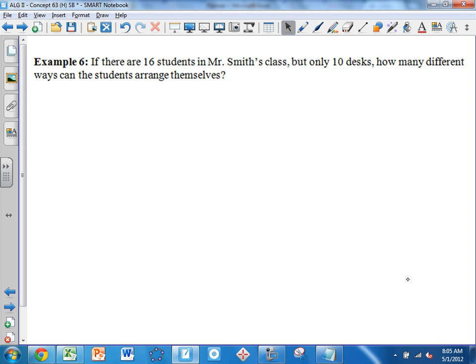Next, it says, there are 16 students, but only 10 desks. So somebody tell me what N and R are in this problem. What N, Trayvon, and R are. N is 16. Good, and? R is 10. Very good. Because N is the number of choices. There are 16 students to choose from where they're sitting.